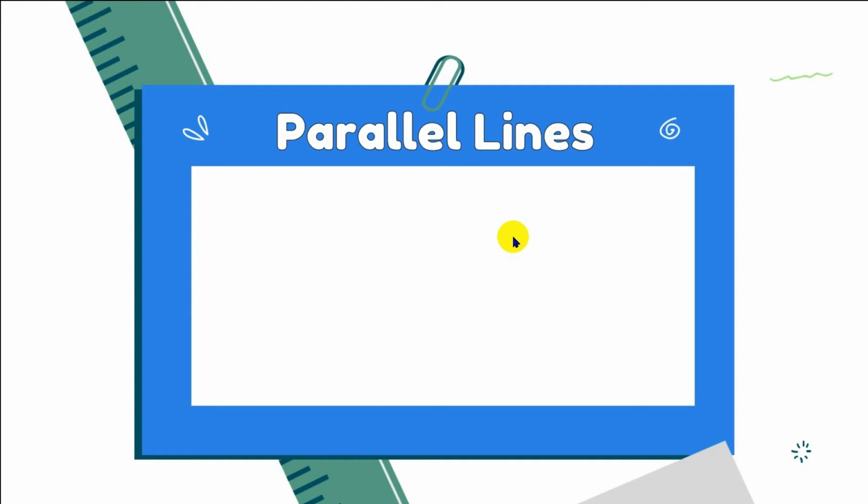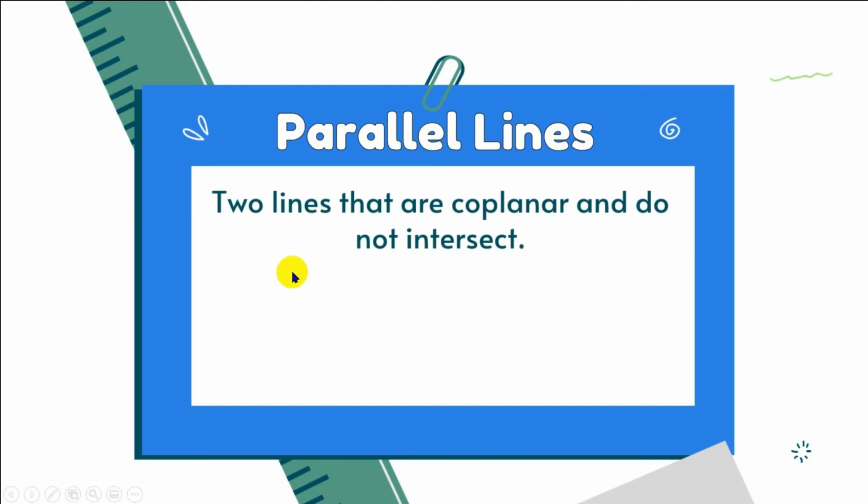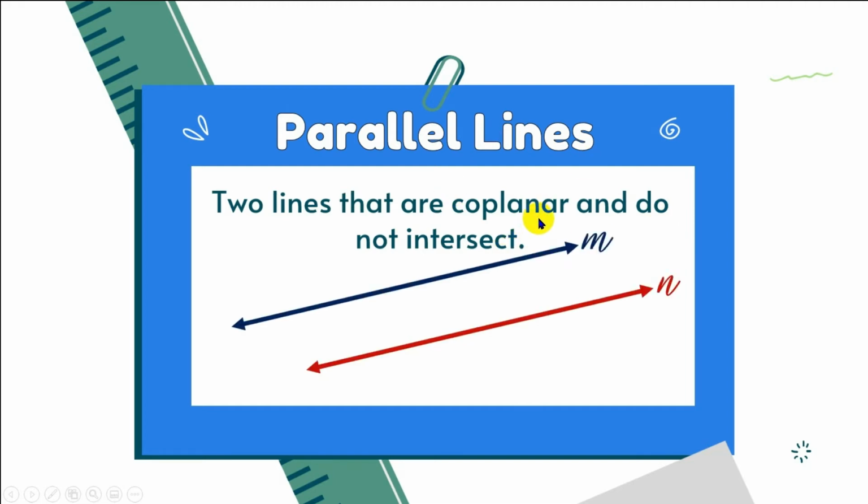So, what comes first into your mind when you hear the words parallel lines? We know that parallel lines ay yung mga lines na hindi nag-intersect, right? But we also have to take note that parallel lines are those lines that are coplanar and do not intersect. Remember the word coplanar. Because there are also other lines that are not intersecting but non-coplanar naman. And those are known to be the skew lines. So, for parallel lines, they are coplanar and they do not intersect.